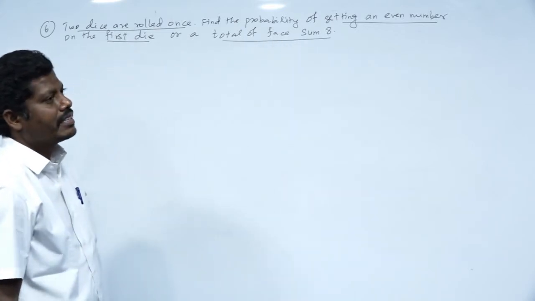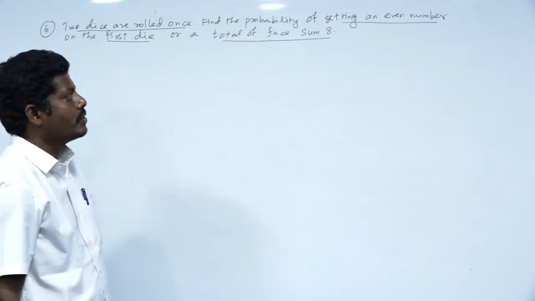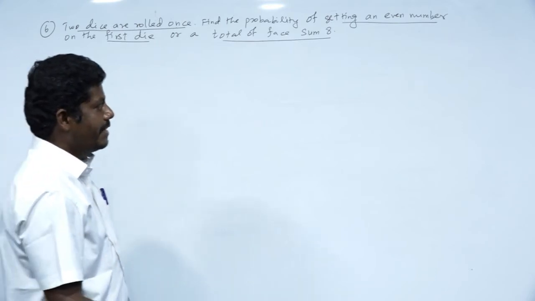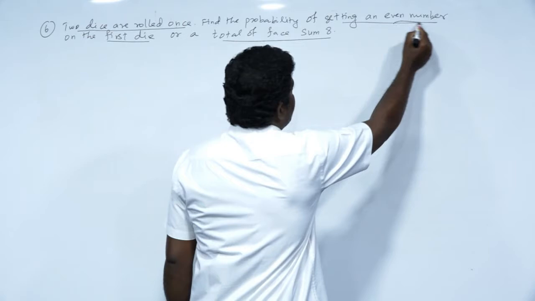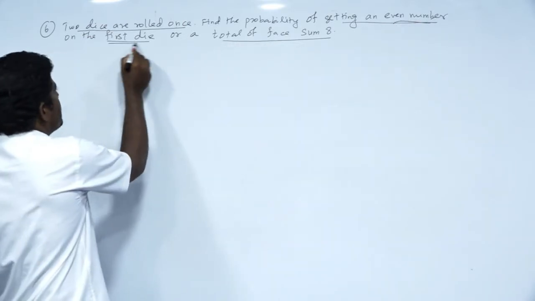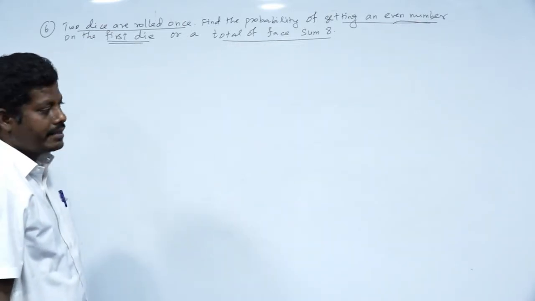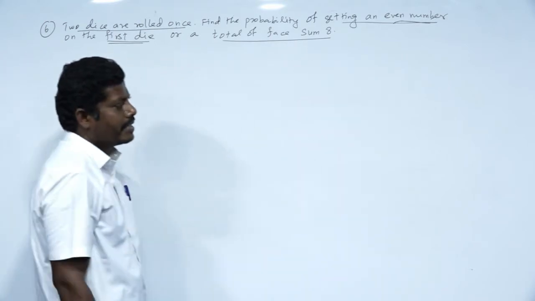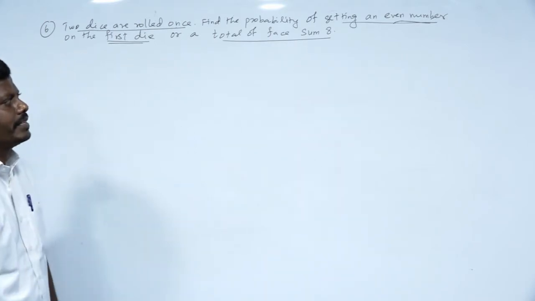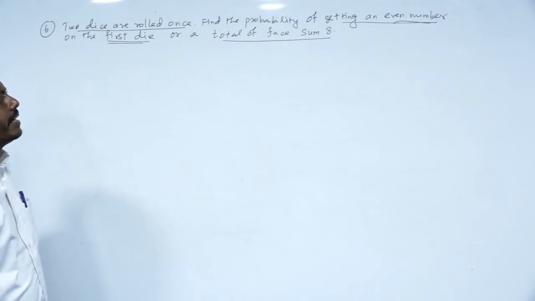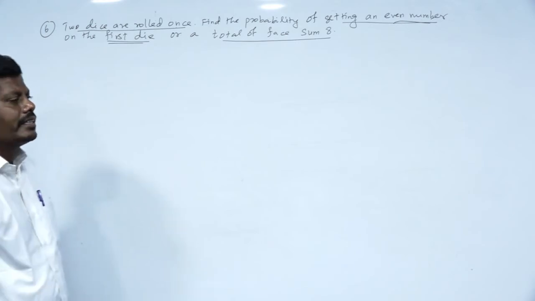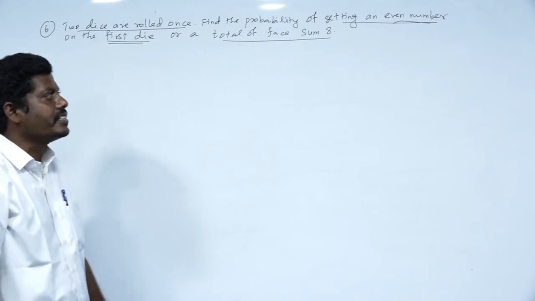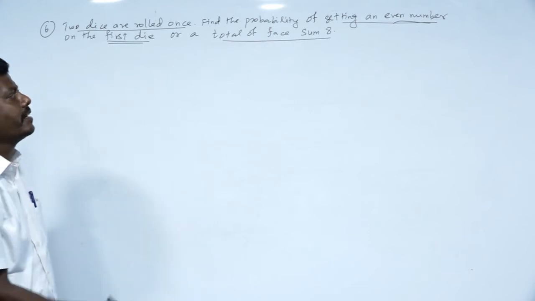Here 2 events are given in a single question, my dear students. First event is an even number on the first die. The second event is total of face sum is 8. There are 2 events given in this question, my dear students. So when we are getting 2 events in a single question, at that time we want to use the addition theorem, my dear students. Addition theorem for 2 events.